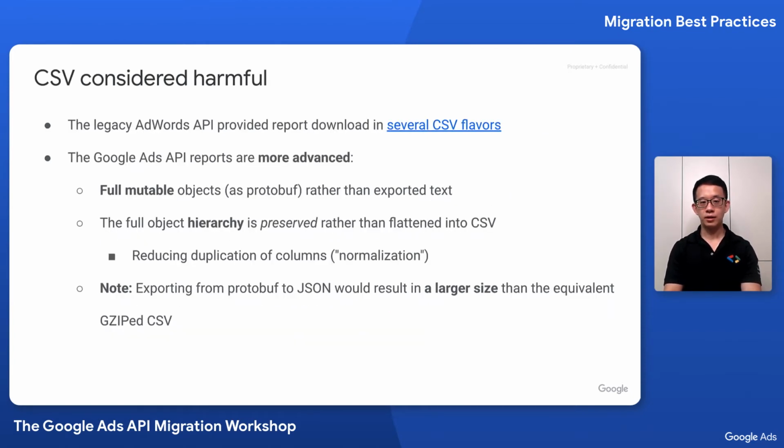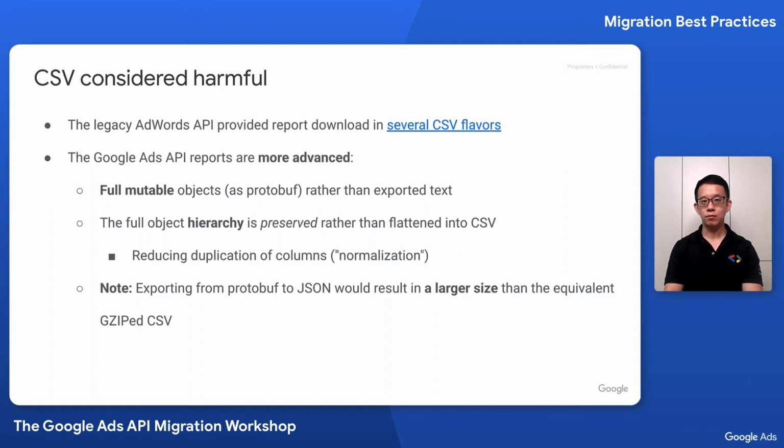About the CSV: the legacy AdWords API provided report download in several CSV formats, but the Google Ads API reports do not provide that. They are actually more advanced, in that the Google Ads API returns the data as full mutable objects as shown above, rather than exported text. This is particularly useful when you want to modify the returned objects further, because the full object hierarchy is preserved. So you will not suffer from duplication of columns or normalization of a flattened CSV file.